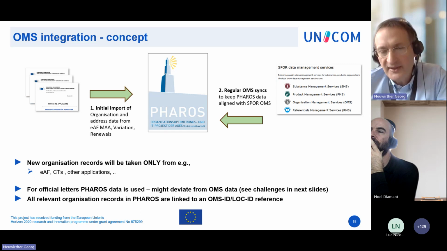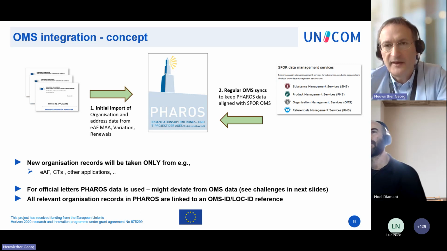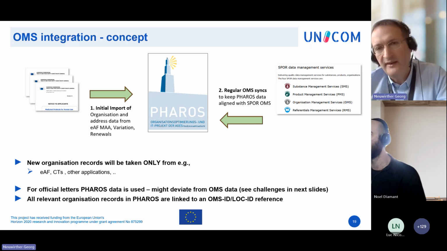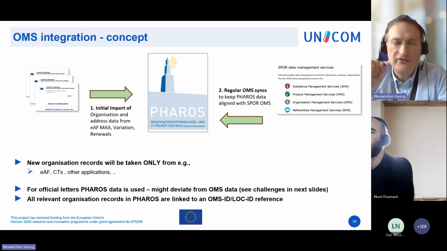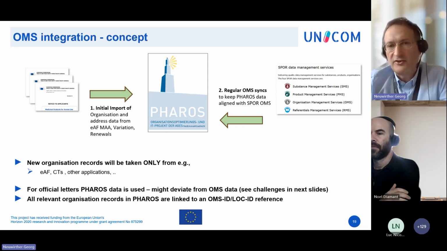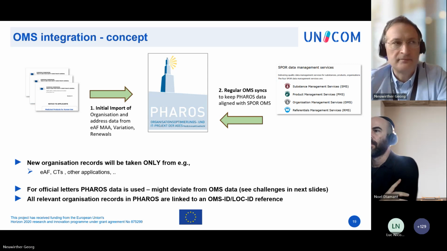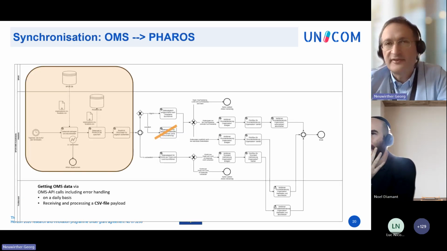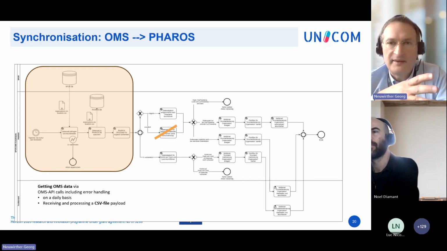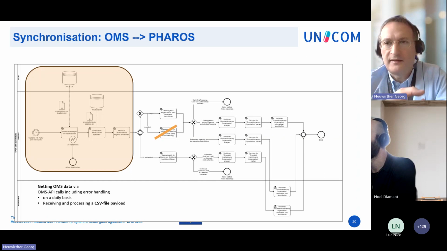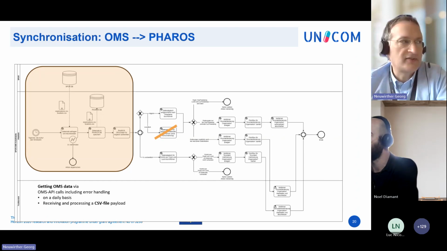But all the PHAROS data in organization aspects are now linked to OMS. So even if my street is written in a slightly different way, we know exactly which of my records is linked to which record at OMS. For this syncing concept, we have a process which I would like to present, not in detail, but you can read it later. But I would like to explain the thinking behind this process.